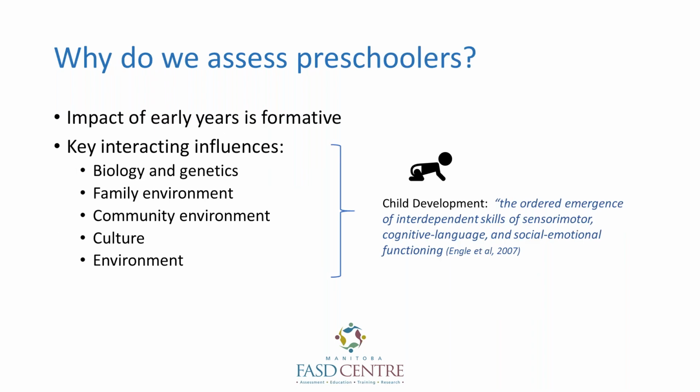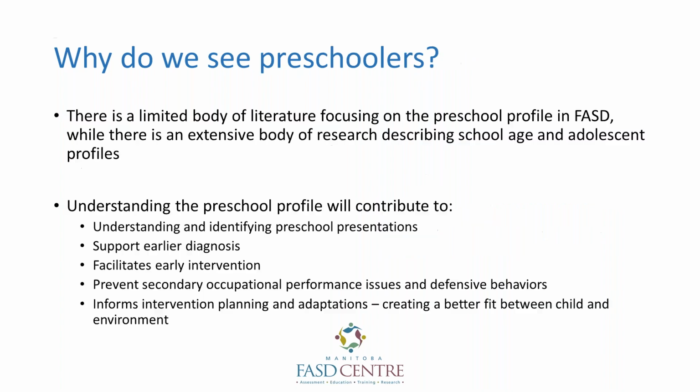So why do we see preschoolers? The impact of their early years is really formative, and just as we spoke about in the previous slide, biology, genetics, and many different environments and cultures play a role in their development. But Angele et al. in 2007 nicely defined child development as the ordered emergence of interdependent skills of sensory motor, cognitive language, and social emotional functioning.